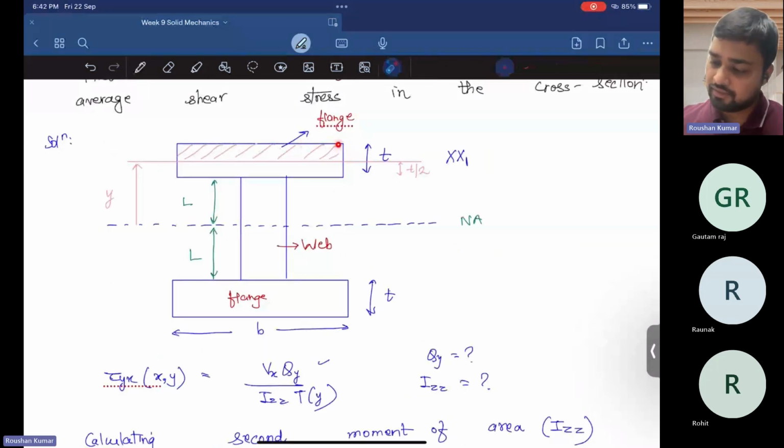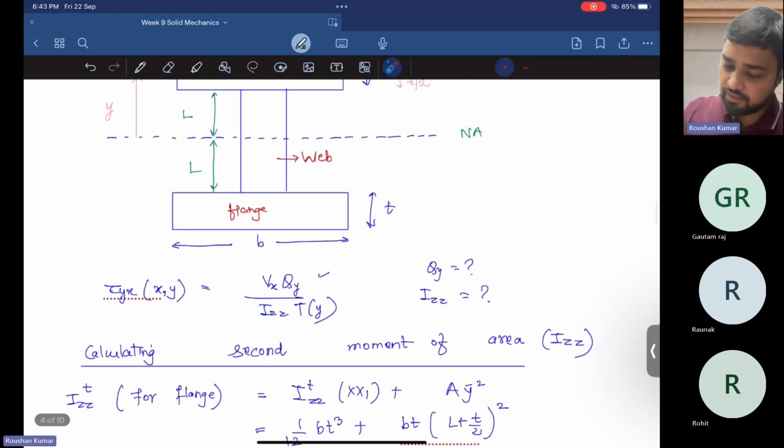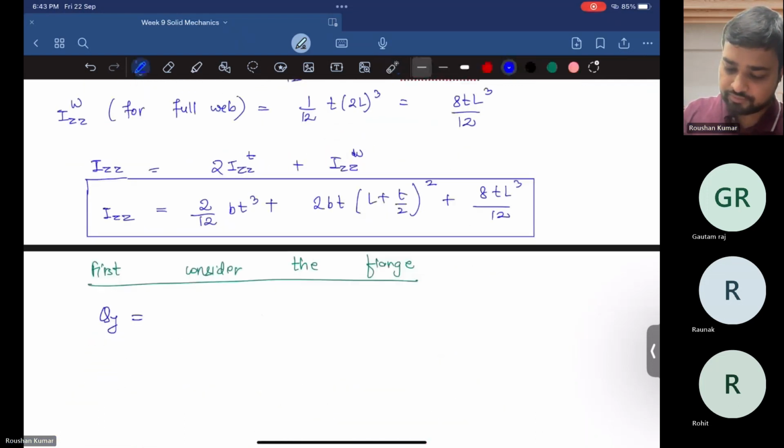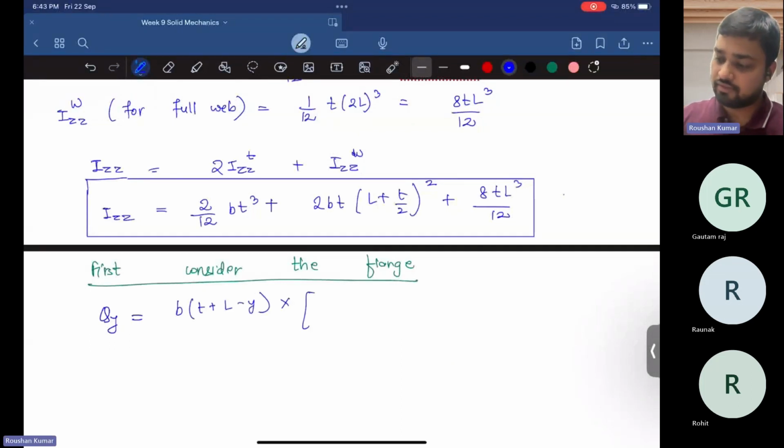Okay. So the area is b times (t plus l minus y). See here, t plus l minus y. So it gives us the area of the shaded region. Okay. So Qy is b times (t plus l minus y) times the centroidal distance from the neutral axis.